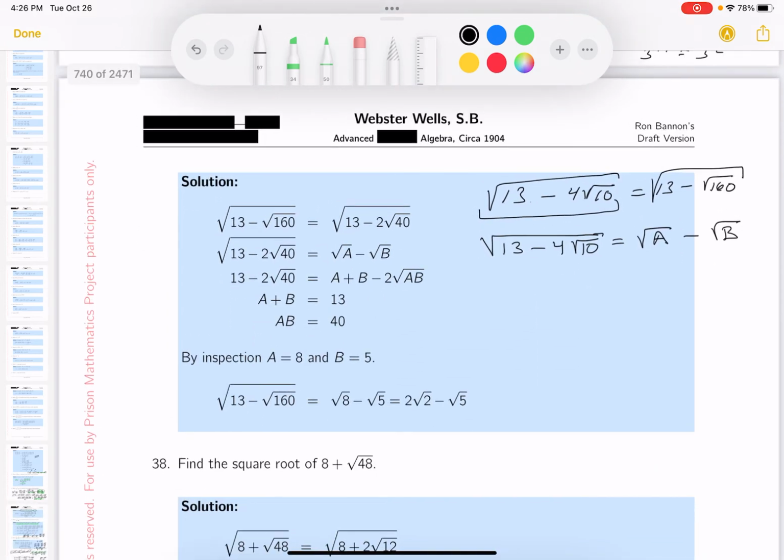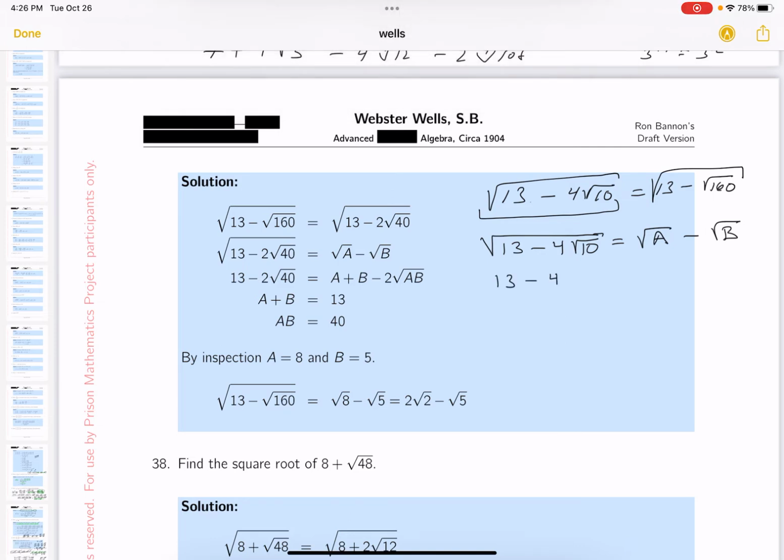I'm going to square both sides now. And what do you get? You would get 13 minus 4 root 10, I'm squaring both sides, by the way. And on the other side, you're going to get A plus B minus 2 root AB. We're going to equate coefficients now. So I'm going to say A plus B is 13, and I'm going to say minus 4 root 10 is equal to minus 2 root AB.